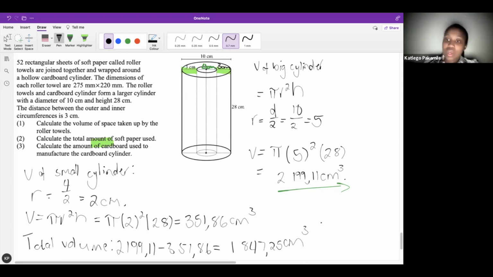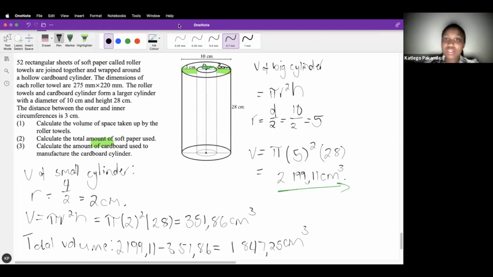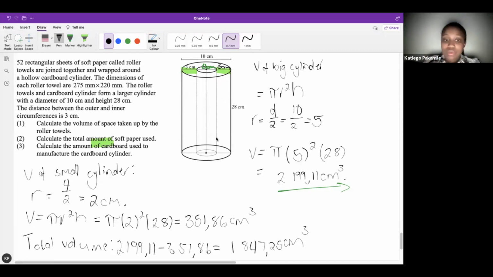centimeters. Nice. Thank you, Tammy. That was brilliant. That was brilliant.